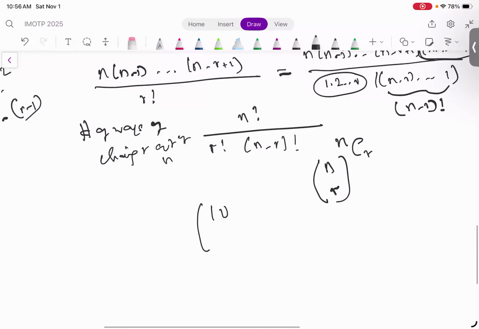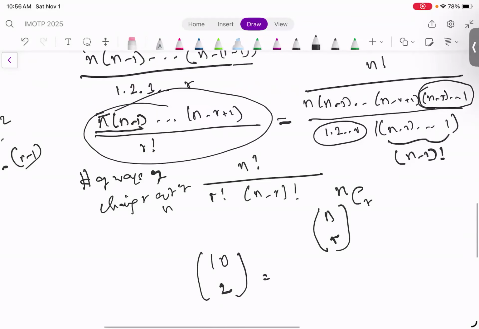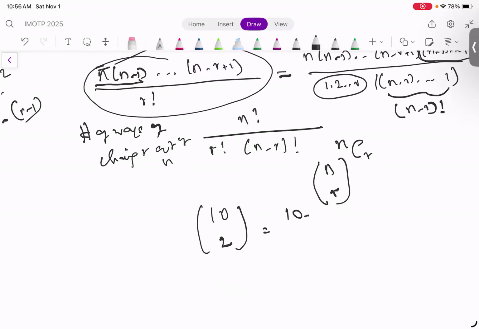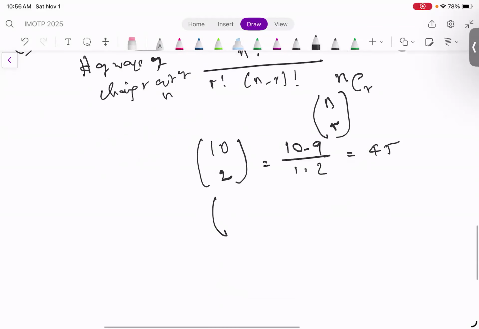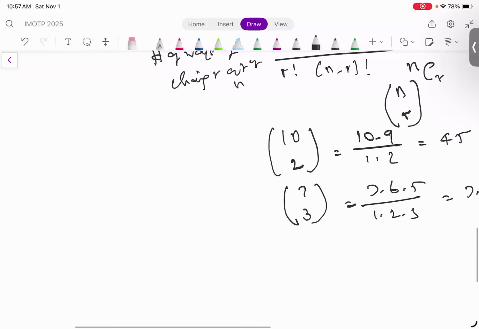For instance, if I want 10C2, most of the time we will use this formula. We start at 10 and go up 2 terms, divided by factorial 2. It will be 10 into 9 by 1 into 2. Similarly, if you want 7C3, this is 7 into 6 into 5 by 1 into 2 into 3, which is 7 into 5, which is 35. So this is what nCr is. This is n choose r.